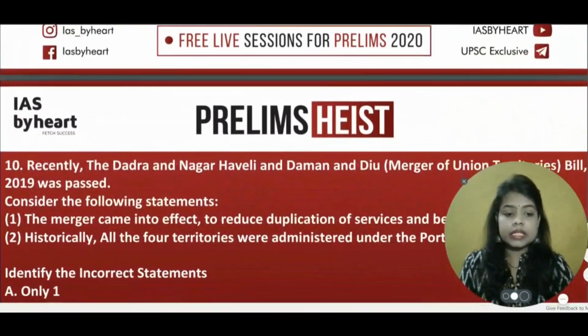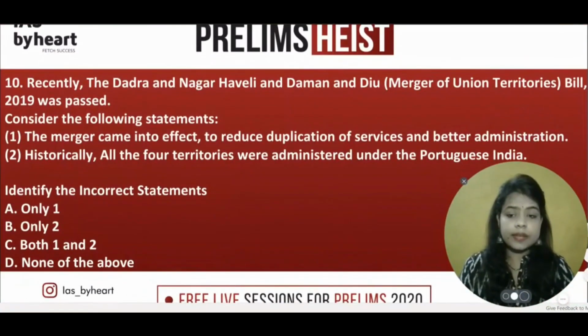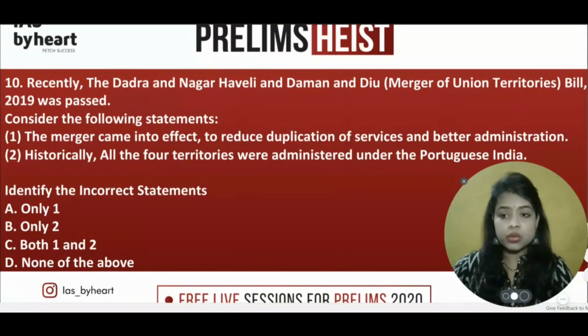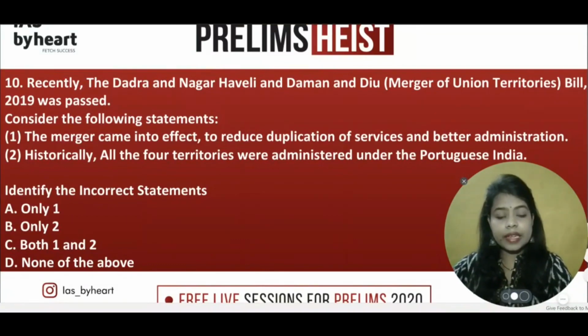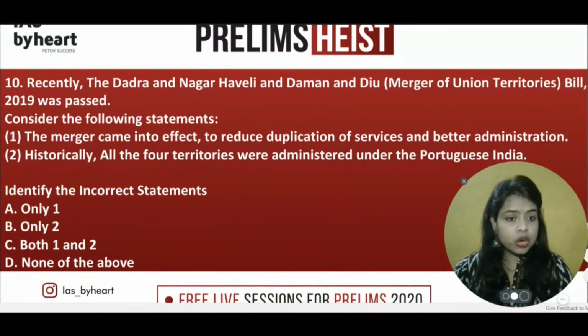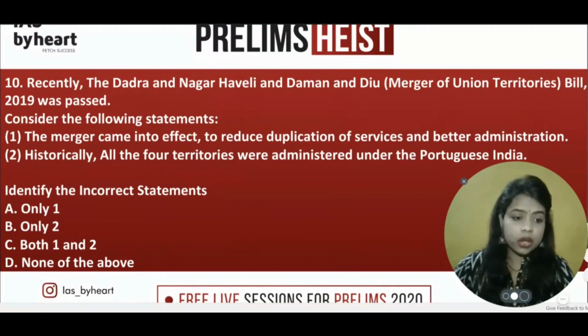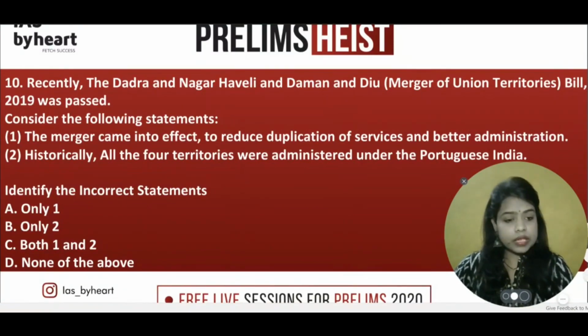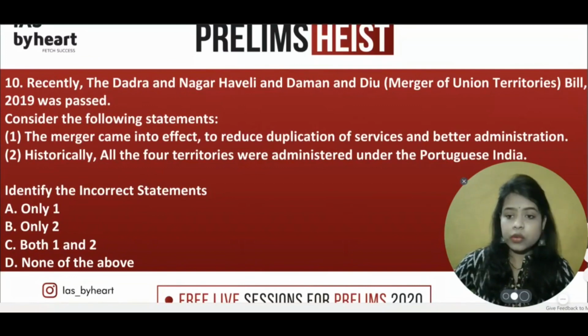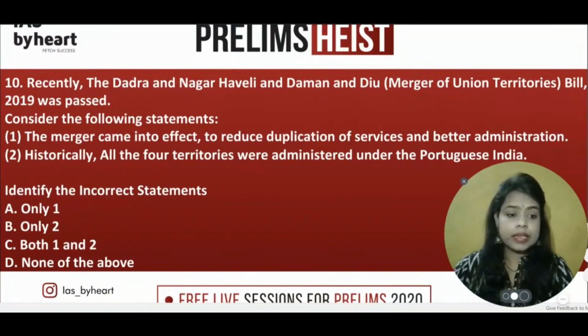So then the next is the 10th question. Recently, this is what I was telling you about in the news. The Dadra and Nagar Haveli and Daman and Diu merger of Union Territories Bill in 2019 was passed. So for the first time, we have merged Union Territories in the recent period, that is Dadra and Nagar Haveli, Daman and Diu. If you know about these Union Territories, they are very less densely populated, and they are ecologically important for us, and they are nearby to the Gujarat region. And now the statements are given, you have to identify the incorrect ones.